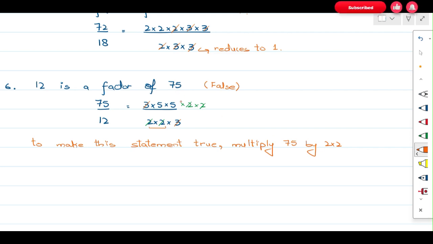So basically, to make this statement true, we have to multiply 75 by some k, and that k is 2 times 2. So this k is equal to 2 times 2, or we can say the k value is 4. To make this statement true, we have to multiply 75 by some k so that 12 is a factor of 75k. k is basically the least positive integer.